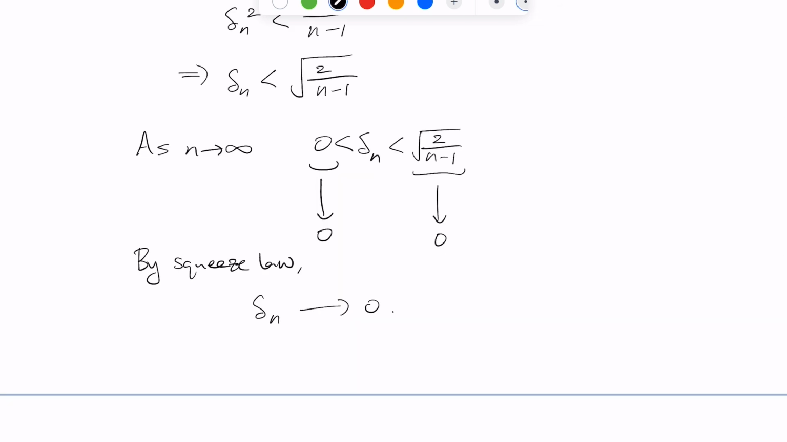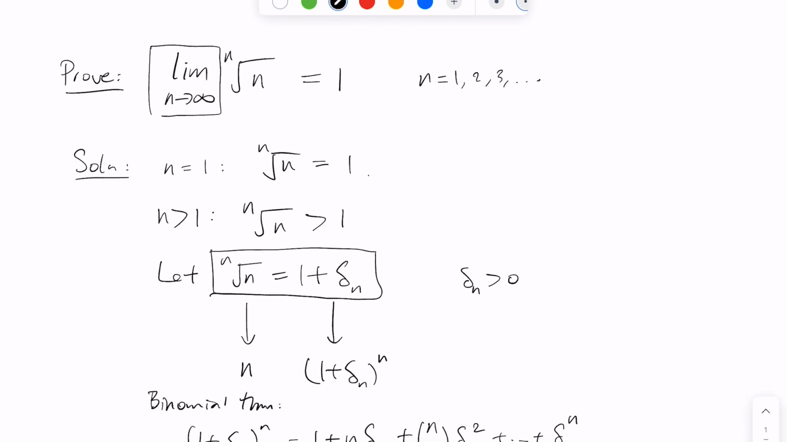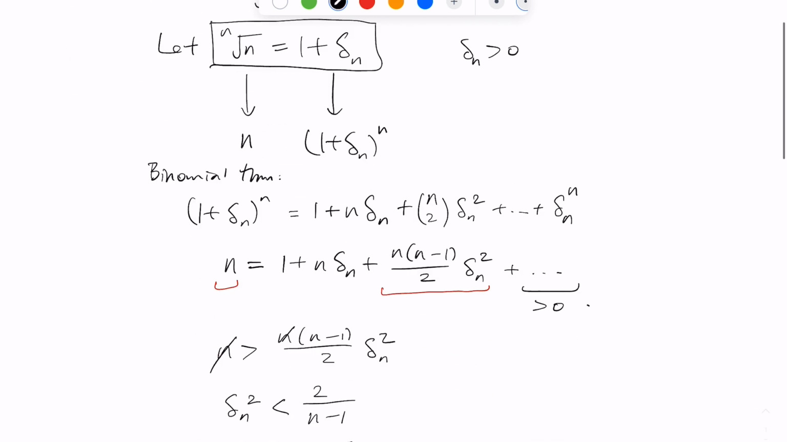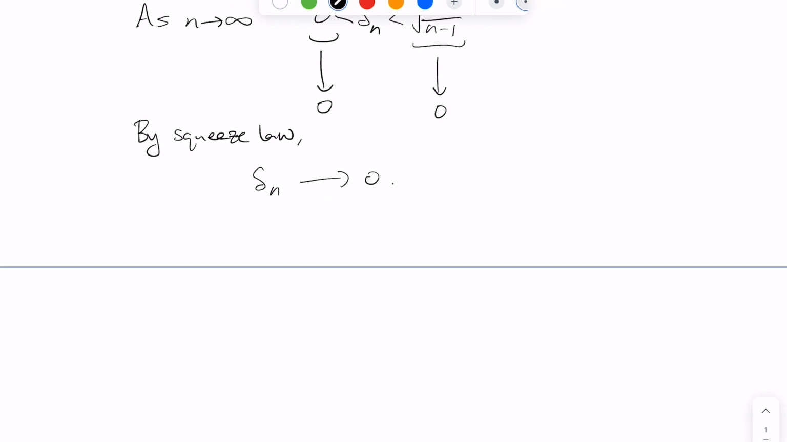So now if we look back, we defined delta n to be the difference between the nth root of n and 1. So the fact that delta n goes to 0 means that the difference between the nth root of n and 1 goes to 0. In other words, the nth root of n goes to 1 as n goes to infinity.